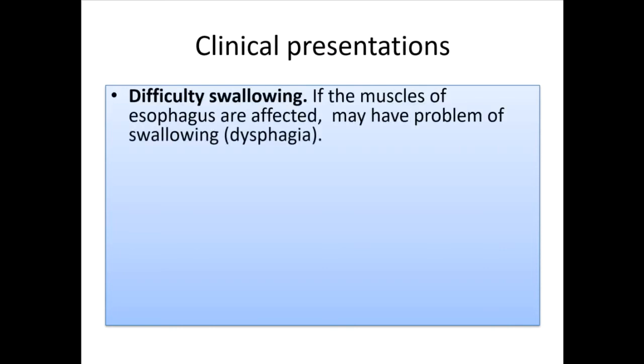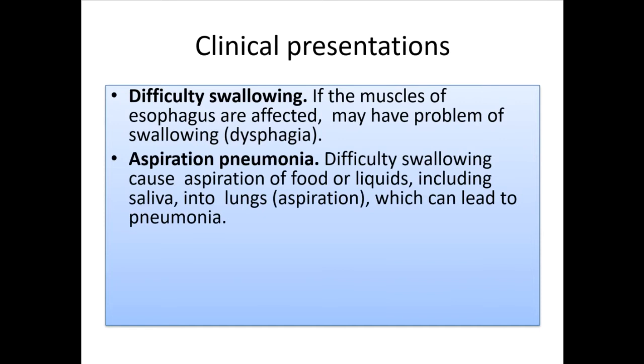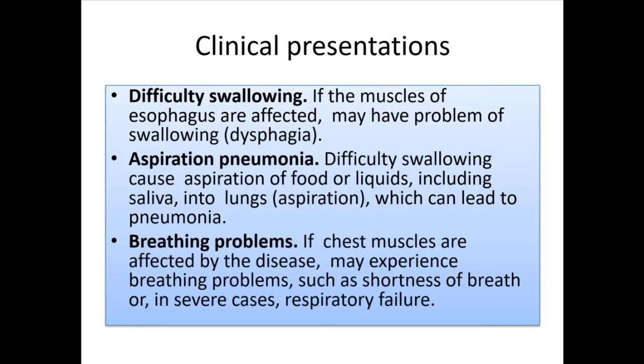Clinical presentations. Difficulty swallowing. If the muscles of the esophagus are affected, there may be a problem of swallowing, dysphagia. Aspiration pneumonia. Difficulty swallowing causes aspiration of food or liquids, including saliva, into the lungs, which can lead to pneumonia. Breathing problems. If chest muscles are affected by the disease, patients may experience breathing problems, such as shortness of breath or, in severe cases, respiratory failure.